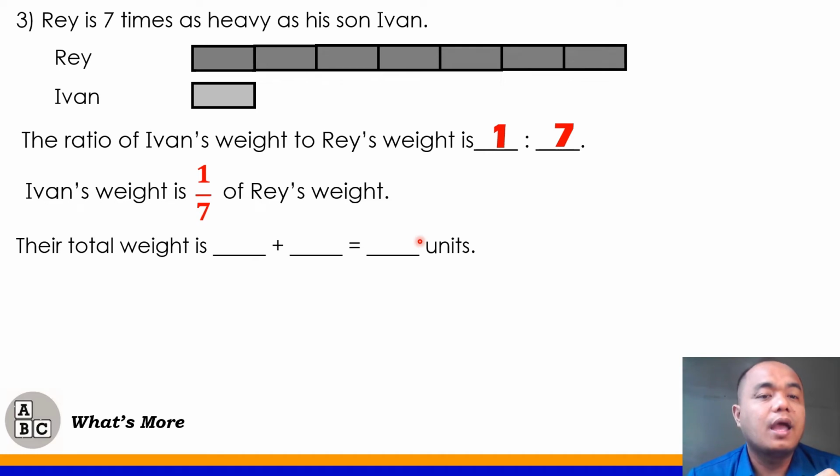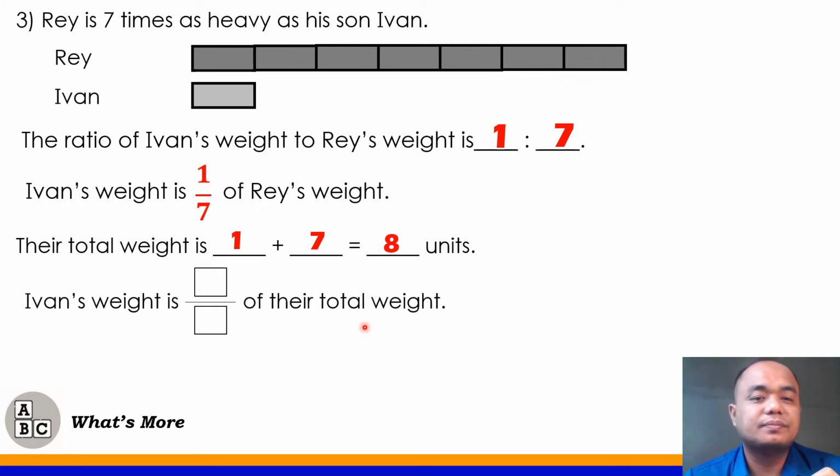Next, their total weight is blank plus blank equals blank units. So, paano natin yan isa-solve? Very good. I-add lang natin, class. So, yung weight ni Ivan na 1, yung weight ni Ray na 7, would equal to, very good, 8. 8 units lahat yung bigat nilang dalawa.